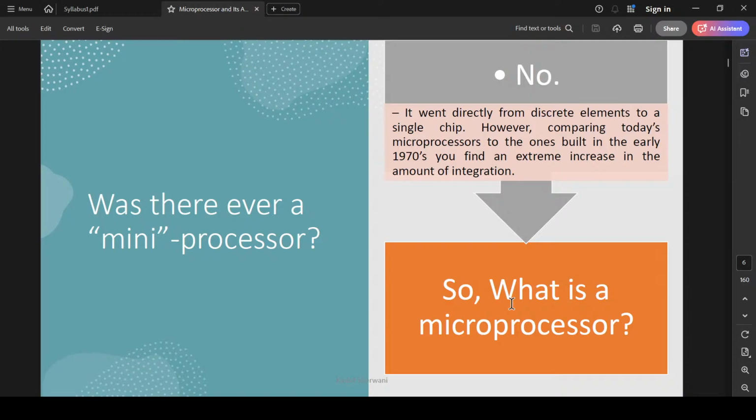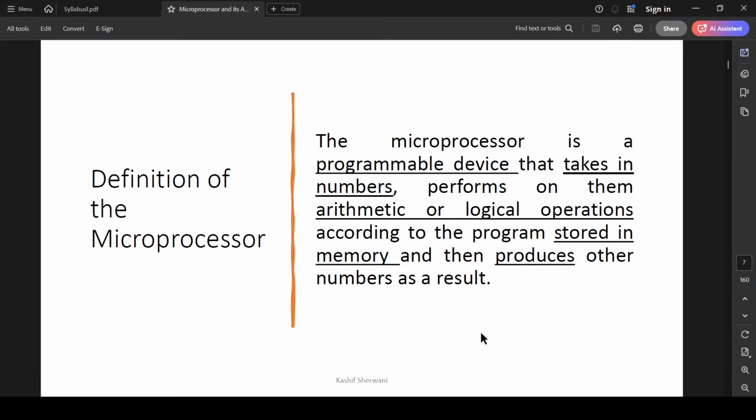So, what is a microprocessor? This is the technical definition. The microprocessor is a programmable device that takes in numbers and performs operations. The operations can be arithmetic and logical, according to the program stored in the memory, and then produces other numbers as the result.